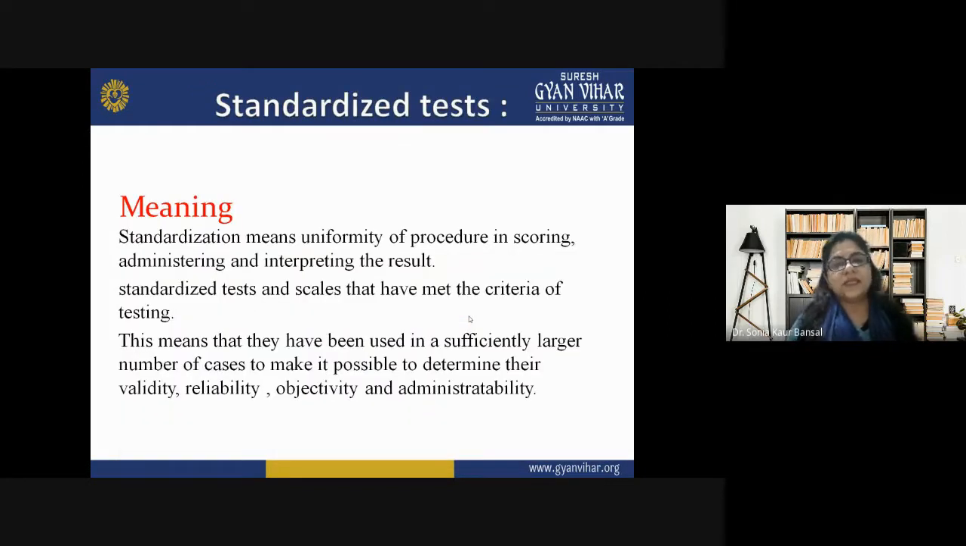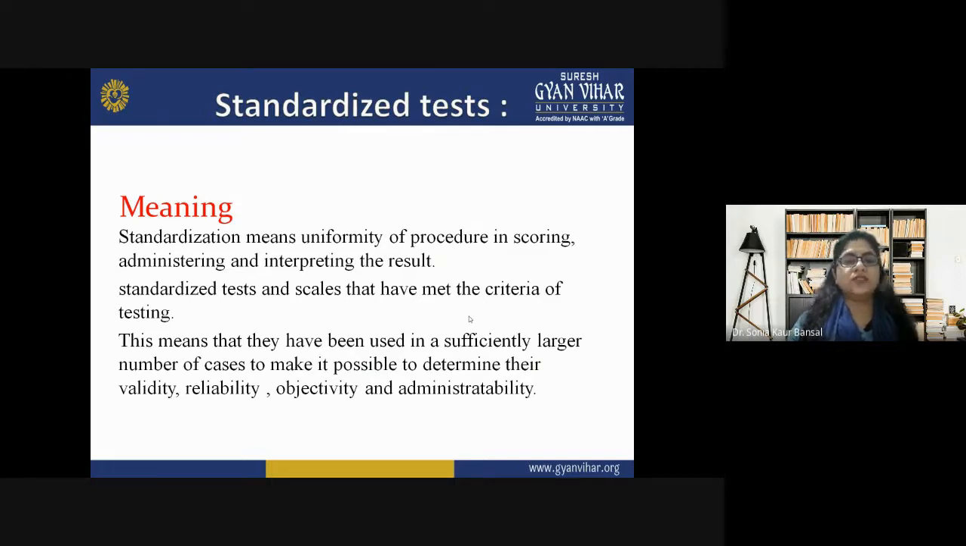Now let's understand first of all about the standardized test. First, let's understand the meaning of this term standardized. That means something is already done and tested. It means uniformity of procedure in scoring, administering, and interpreting the results of a particular test.